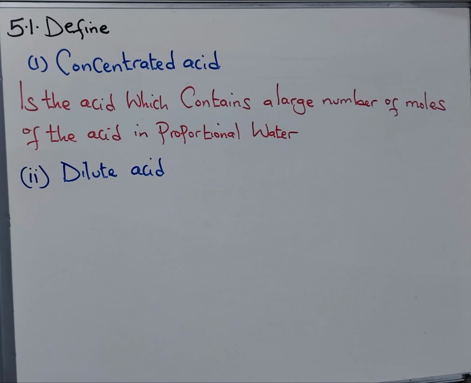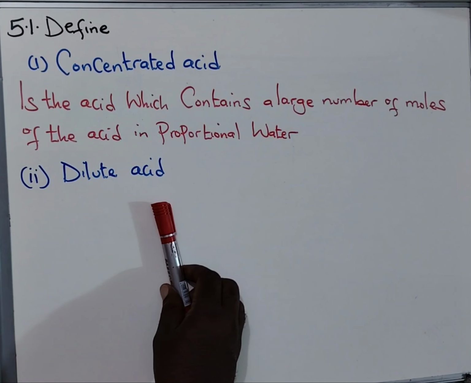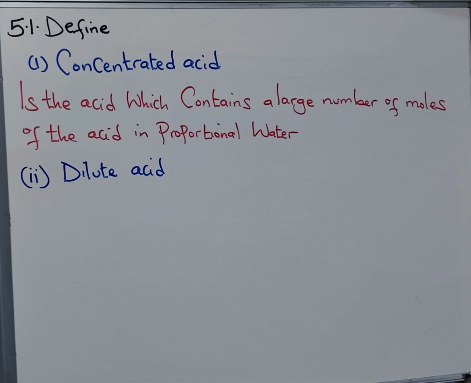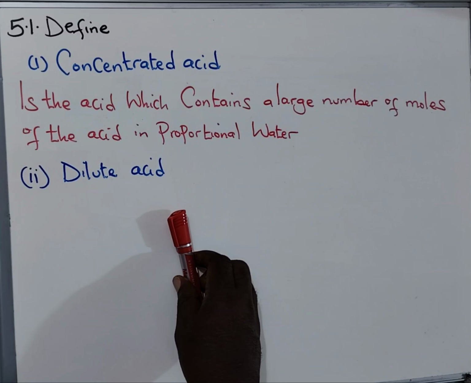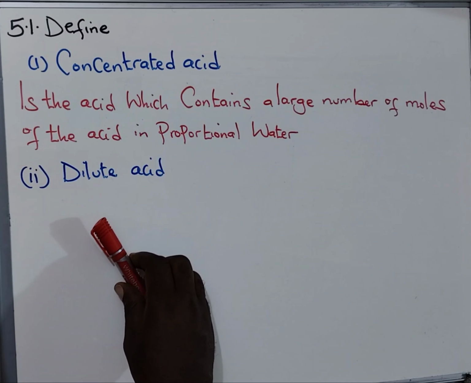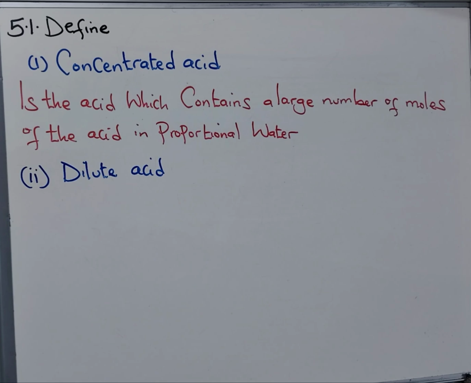So that's that. Then comes this question. Define dilute acid. What is it? It is the acid which contains a small number of moles of the acid in proportion to the volume of water.